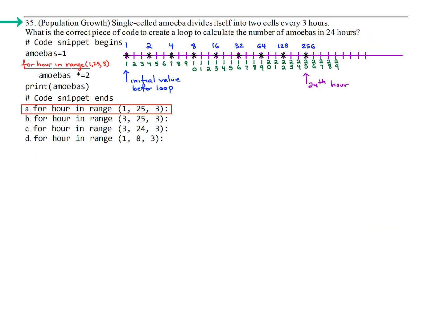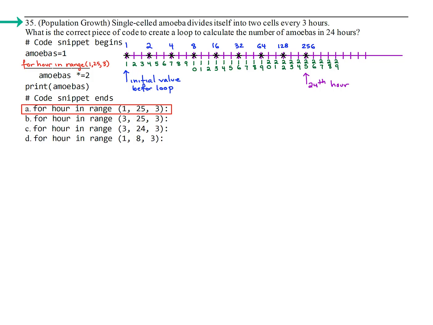So here the single cell amoeba, each cell divides itself into 2 cells every 3 hours. What is the correct code to put inside this body in a 24-hour period? So I'm showing you could have started counting at 0. You can start wherever you want. I started at 1 because the range values in the loop, when I looked at those, started at 1. So it's natural to start at 1 or 3 when trying to figure out what's going on.